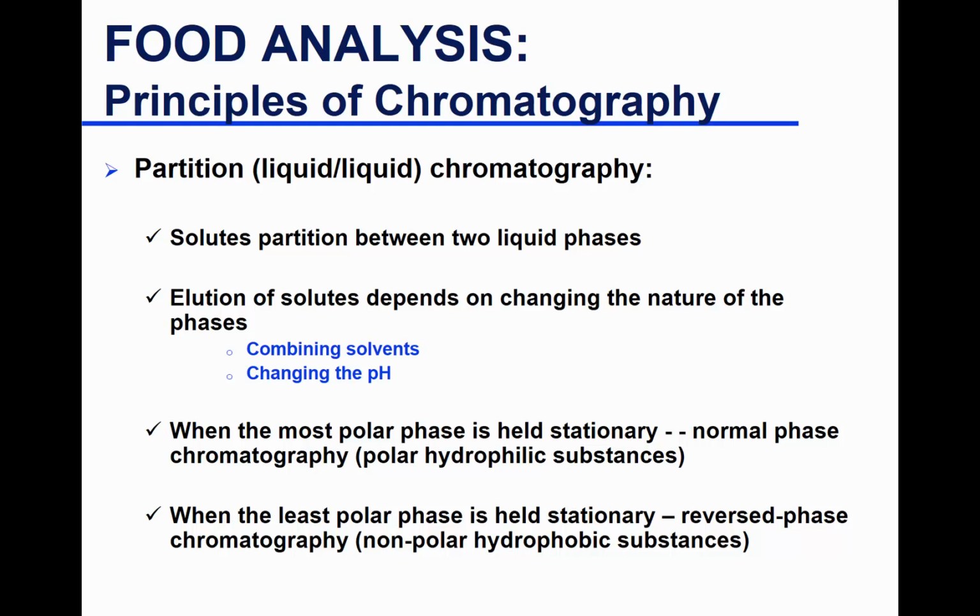So last time we talked about adsorption chromatography, and we stopped here for partition chromatography. And partition, by definition, means your solute is partitioning between two liquids. One of them is stationary and one of them is mobile. And elution of the solutes depends on changing the nature of the phases. So you can combine solvents or change the pH. Then you can speed up the elution or enhance the separation.